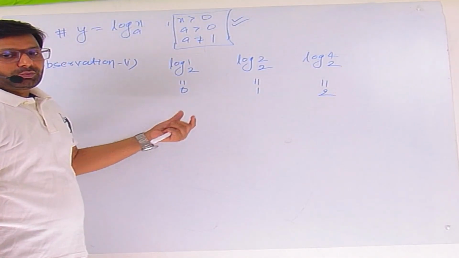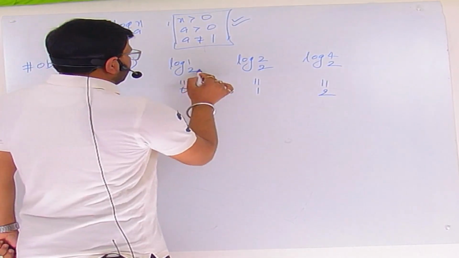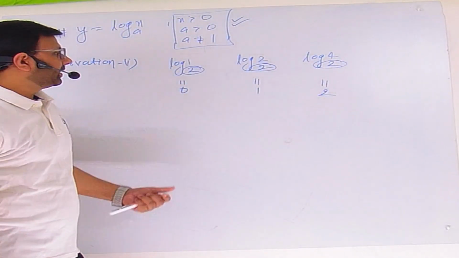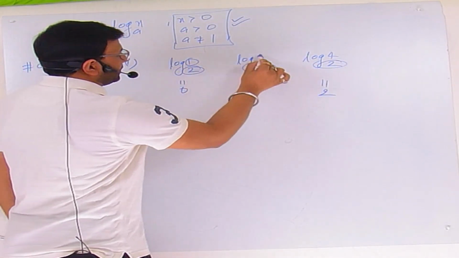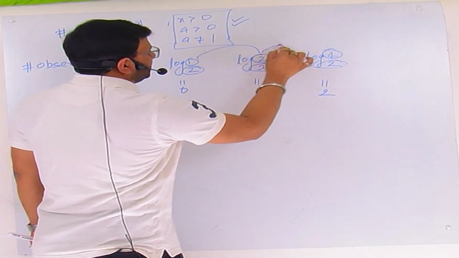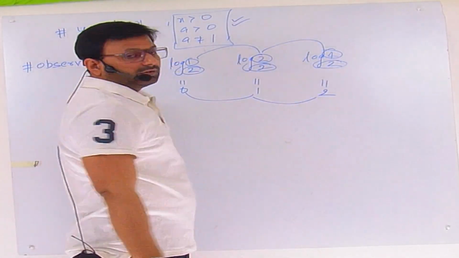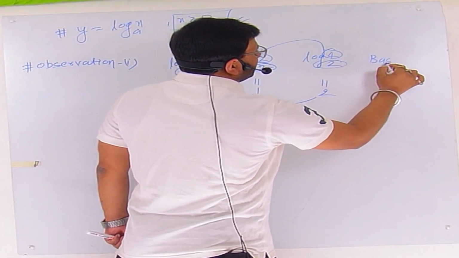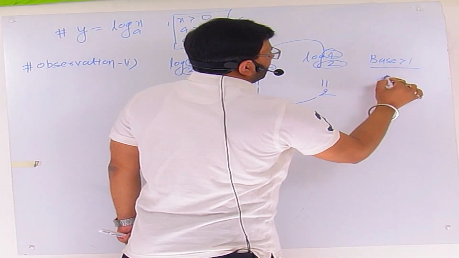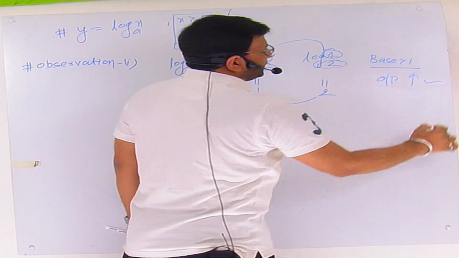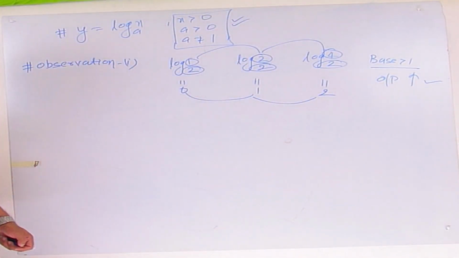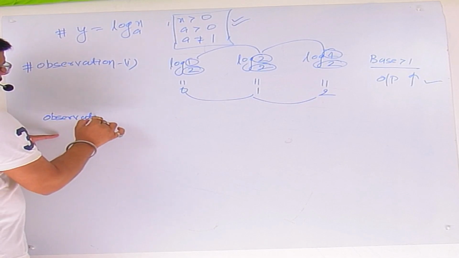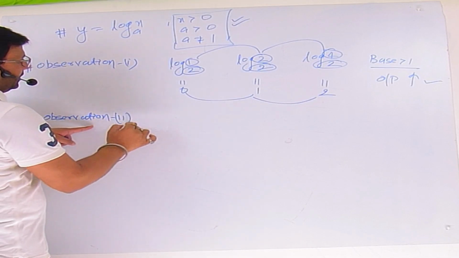So what is the important thing here? This time I took the base greater than 1, and if I increase this number, the output is also increasing. So here the base is greater than 1 and the output is increasing. Now observation number 2. What will I do in observation number 2?